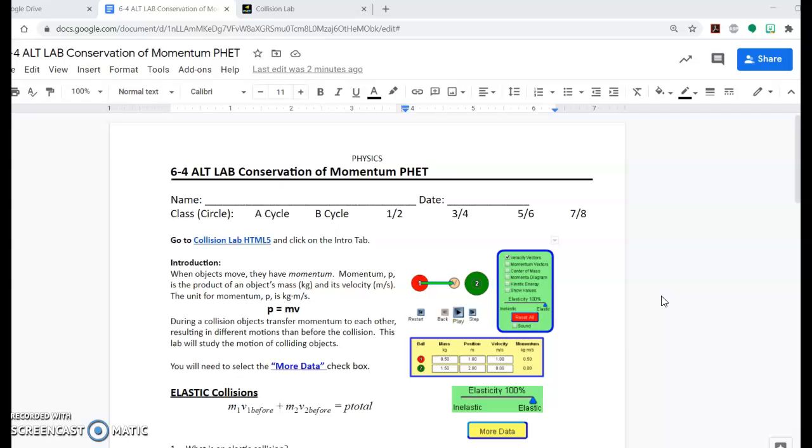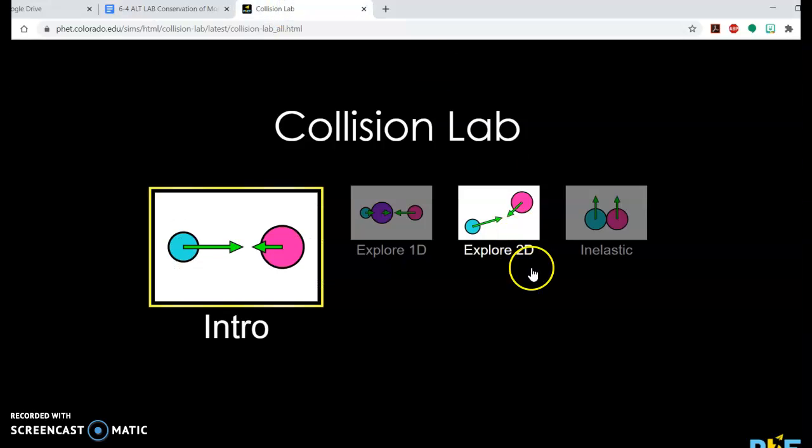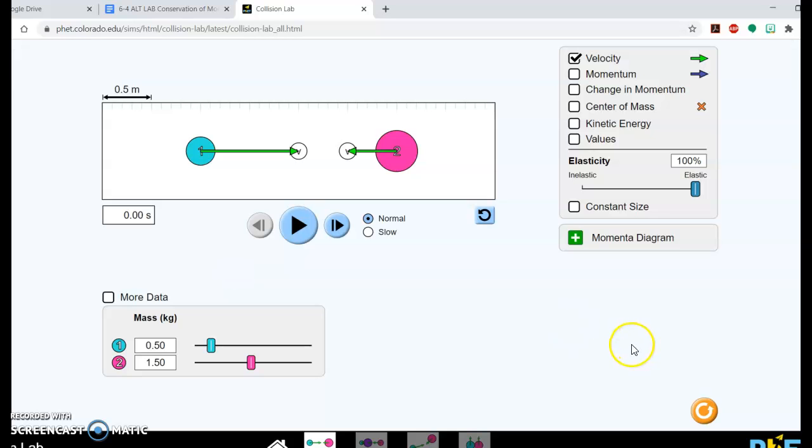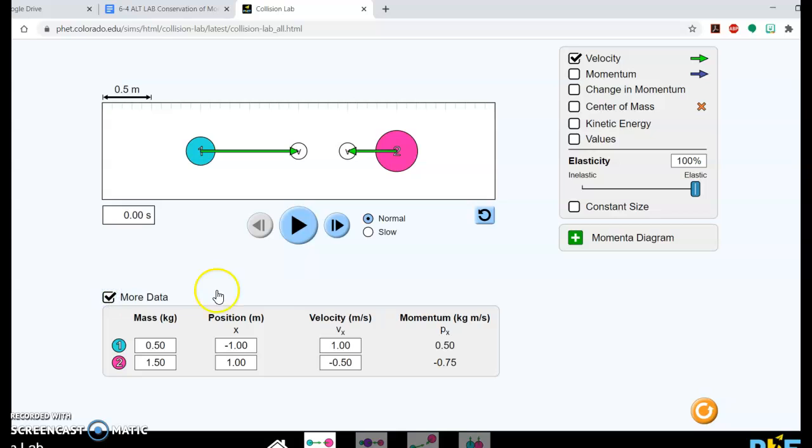So the first part is to go to the Collisions Lab HTML5. So if you go ahead and click on that link, it's going to bring up this Collisions Lab PhET simulator. And what you need to do is go to the introduction screen. So this is going to open up this little handy dandy tool. And what I want you to do is click on more data.